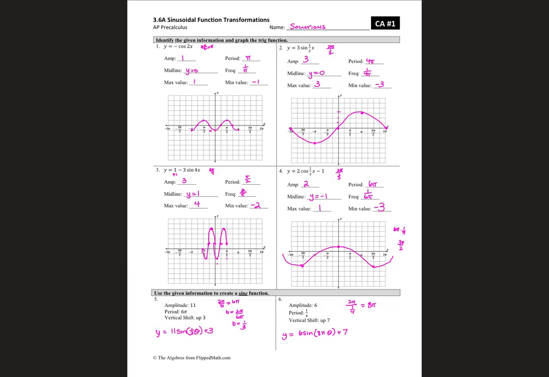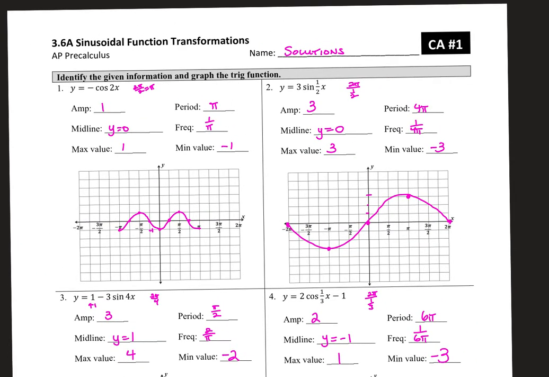Okay, now we were changing our period and we added in the vertical shift. That's what 3.6 did. So all of these now you should be able to find: your max value, your min value, your amplitude, your midline, your frequency, your period. And I would say you want to know how to do it from an equation, like these are. You would want to know how to do it from a graph.